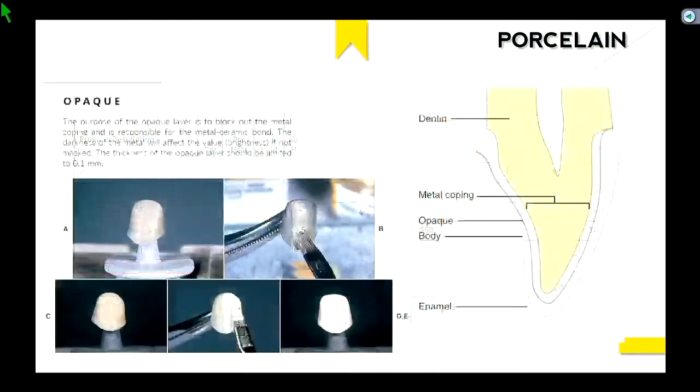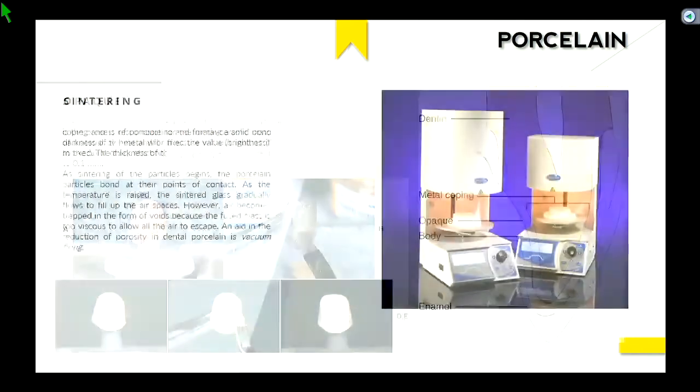Hopefully that makes sense. All right, so we talked about this. The opaque layer is to block out the metal coping. It is responsible for the metal-ceramic bond. The darkness of the metal will affect the value, so you'll hear about this word later on. Dr. Alguindi, our process director, will be giving us the science behind light and color lecture. The value just means the brightness of the shade, so that needs to be masked, meaning we don't want the darkness of the metal shining through. Ideally, this opaque layer should be limited to 0.1 millimeters if we can. This maximizes the amount of porcelain that we have for the pretty stuff, the enamel and dentin layers.